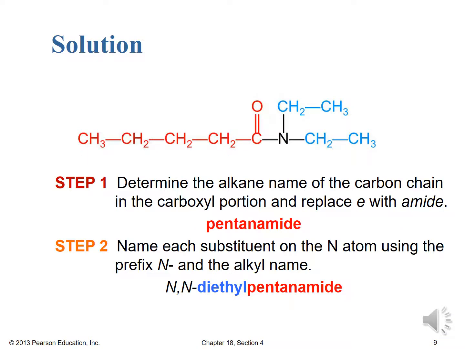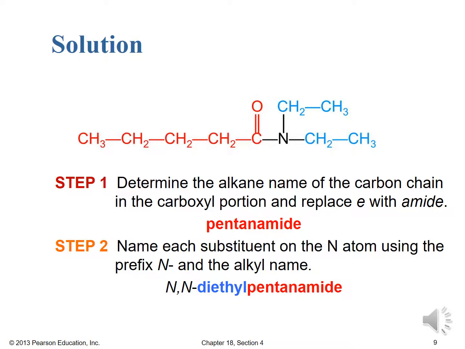Okay, hopefully you did the same 2 steps that I had advocated for earlier on in the lecture. So first you find the alkane name of the long carbon chain. In this case it happens to be long, it doesn't have to be. It's just the carbon chain that includes the carbonyl. And so we see here that is a 5-carbon chain. And therefore it's a pentane that we would change to a pentanamide, or a pentanoic acid that we change to a pentanamide. And then in step 2, we look at the nitrogen.